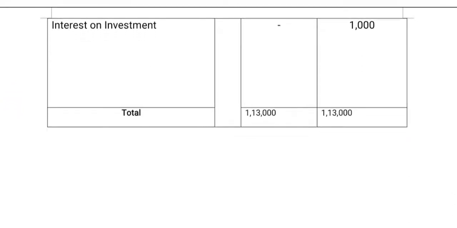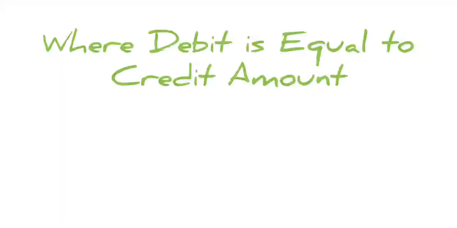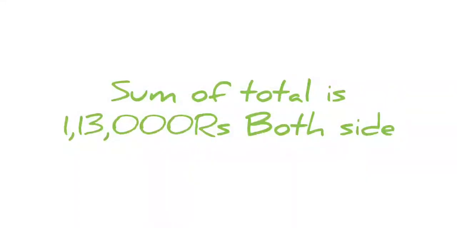Now we calculate the total of both sides: 1,13,000 according to the trial balance, where debit is equal to credit. Here in this problem, 1,13,000 is the debit side, and the same 1,13,000 is also on the credit side. Now the problem is complete. Debit is equal to credit.